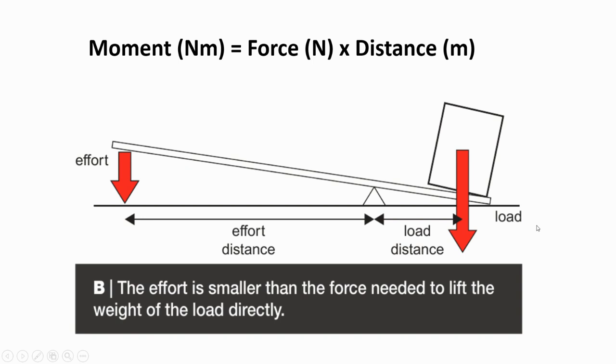This is shown using the equation for turning force or moment. Force times distance, where the force is the downward effort applied to the lever, and the distance is the distance between the applied force and the pivot. This produces a moment. Moments or turning forces are really useful in everyday life.